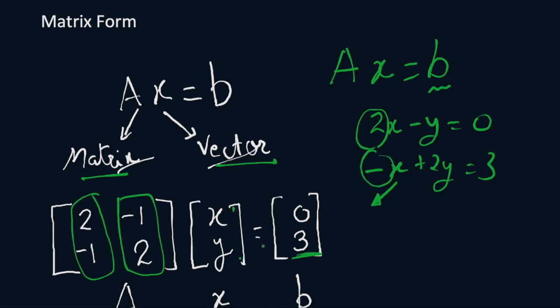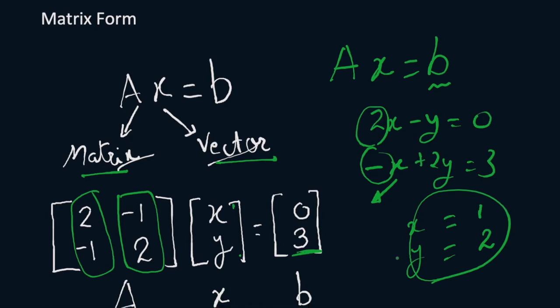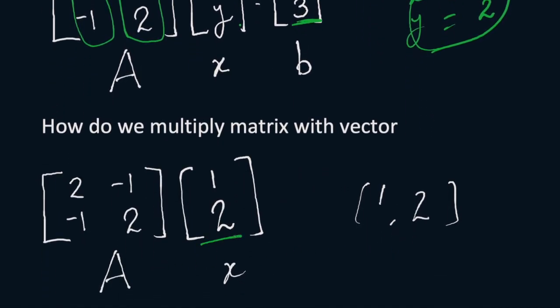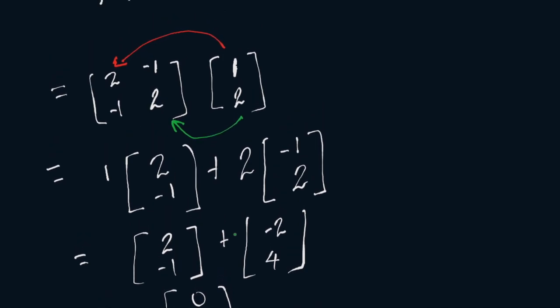First we need to know how to multiply this vector. x is 1 and y is 2. These were our answers. We will first see how we multiply this vector with the matrix.